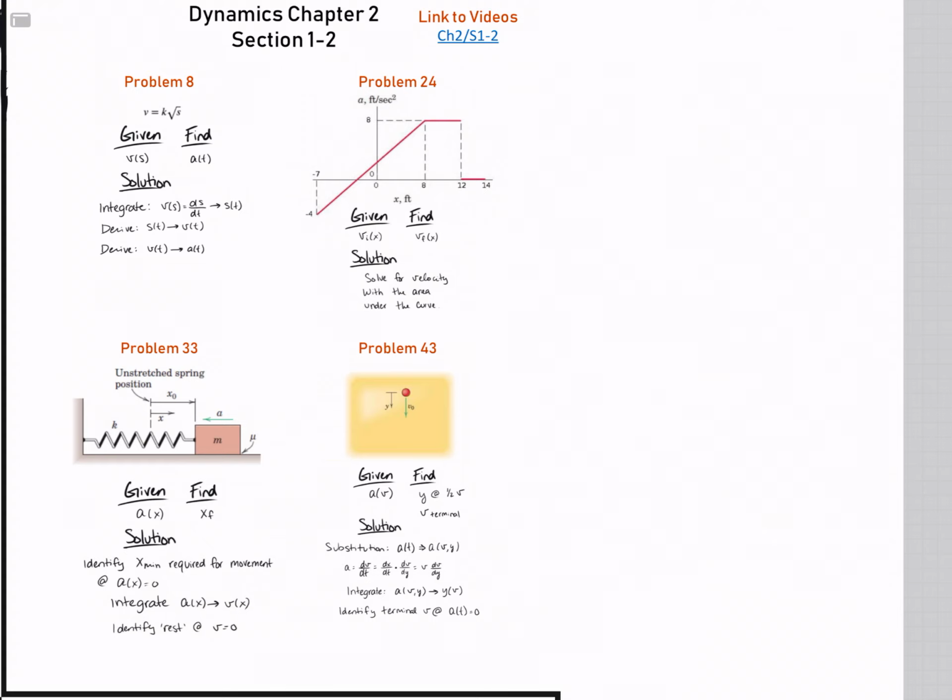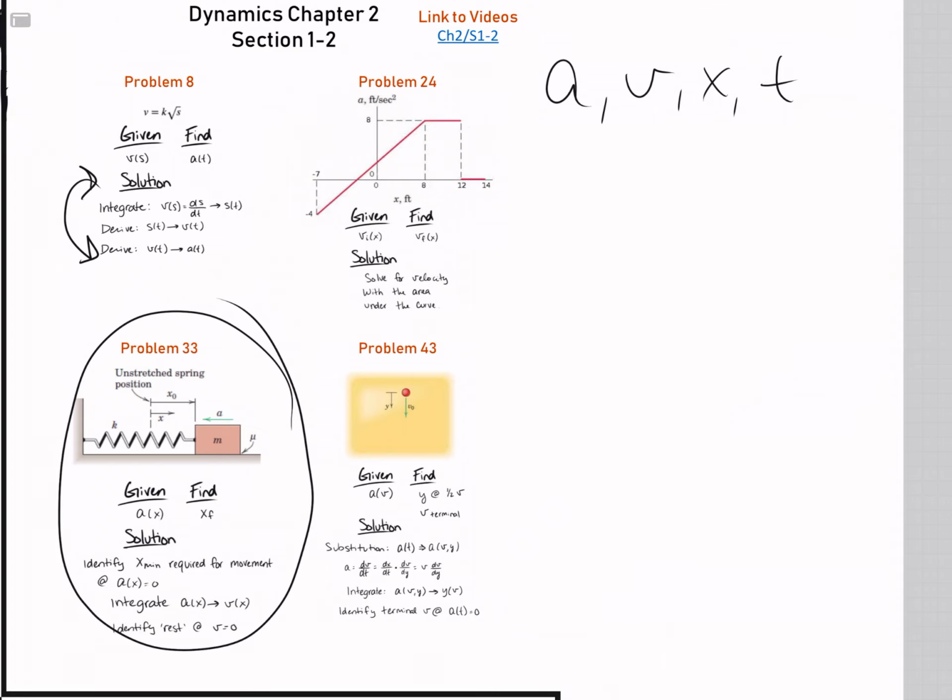But mostly the ideas that are focused on here is knowing how to integrate and derive between equations to solve for acceleration, velocity, distance, and time. Also, another important thing, especially focused on in problem 33, is being able to identify your initial and final conditions. And that's a theme that is carried on through the rest of this chapter. For a lot of the problems, the initial and final conditions are quite complicated.